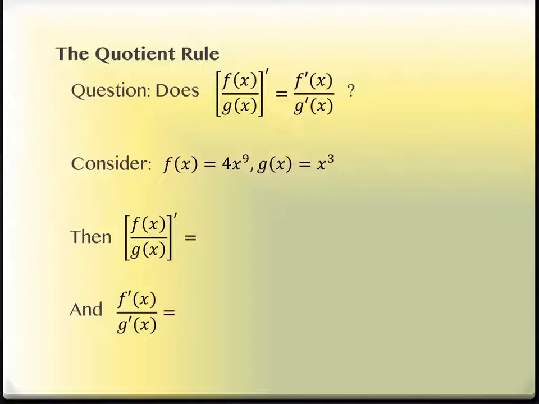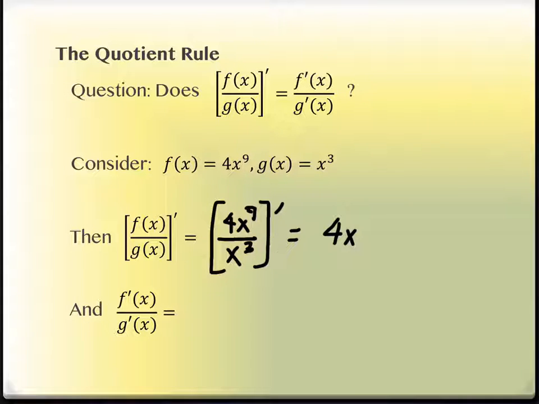So we're going to actually use the same or similar functions that we did when we talked about the product rule. And we're basically going to decide if the order matters, whether we do the division first and then do the derivative, or if we do the derivatives first and then the division. So in other words, are these sort of commutative operations? And so we're going to take f of x, which is 4x to the 9th, divided by g of x, which is x cubed, and we're first going to divide them, and then we're going to differentiate. So if I divide 4x to the 9th by x cubed, what do I have?